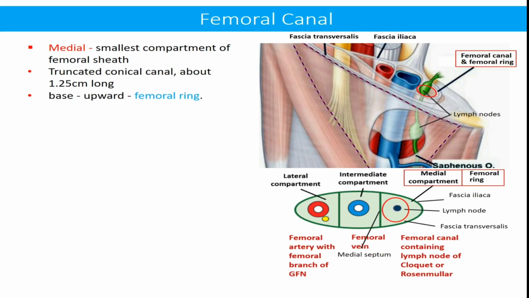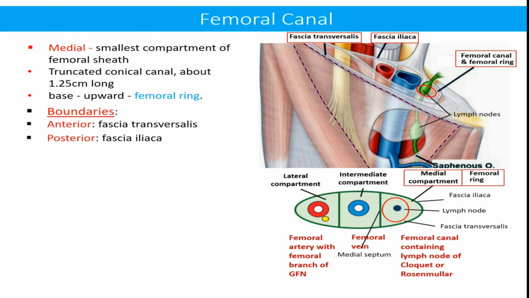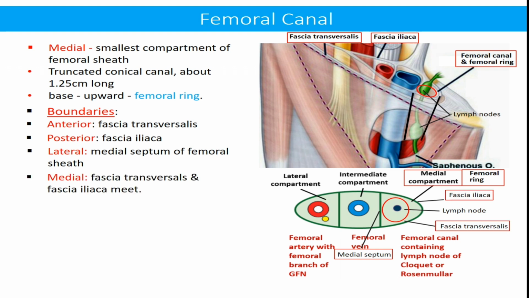Femoral canal is the medial, the smallest compartment of the femoral sheath. It appears as a truncated conical canal, which is about 1.25 centimeter long with the base directed upward, and this base is named as femoral ring. The femoral canal is bounded anteriorly by fascia transversalis, posteriorly by fascia iliaca, laterally by medial septum of femoral sheath, and medially where the fascia transversalis and fascia iliaca meet.